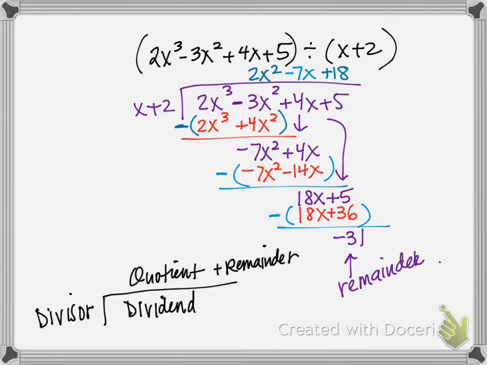So my final answer, I need to continue with my remainder, which is negative 31 all over our divisor x plus 2. So my final answer here is 2x squared minus 7x plus 18 plus my negative 31 over x plus 2.